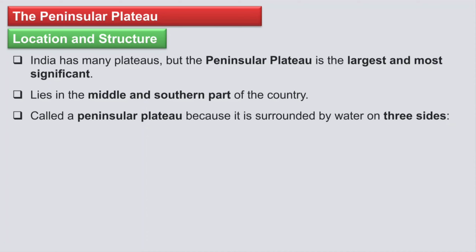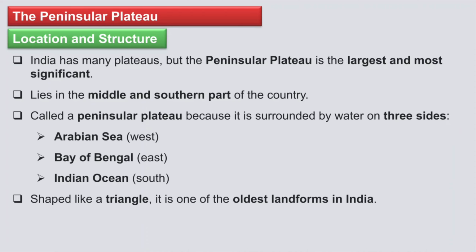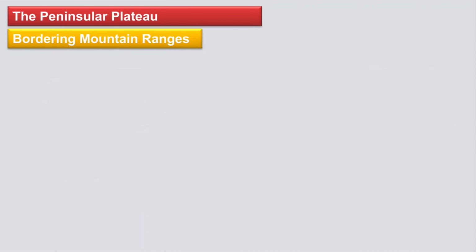It lies in the middle and southern part of the country, and is called the peninsular plateau because it is surrounded by water on three sides, as I have shown you also, isn't it? Like the Arabian Sea on the west side, the Bay of Bengal on the east side, and the Indian Ocean on the south, and it's shaped like a triangle. It is one of the oldest landforms in India.